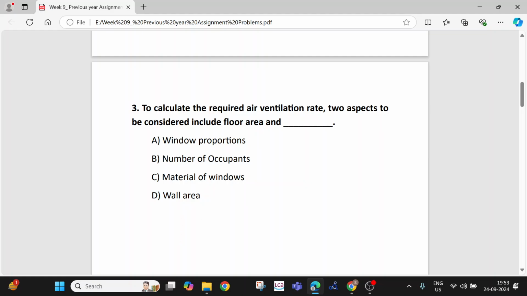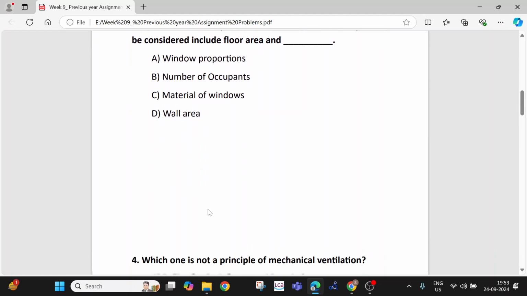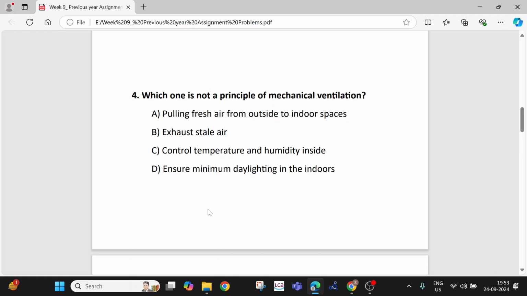Similarly, try to give the correct answer to question number 4 as well. I have talked about the principle of mechanical ventilation. It's D, sir. B or D? D. Ensuring minimum daylight. So D is the right answer. Mechanical ventilation focuses on air quality and climate control, but not on daylight. That's why this option gets eliminated.